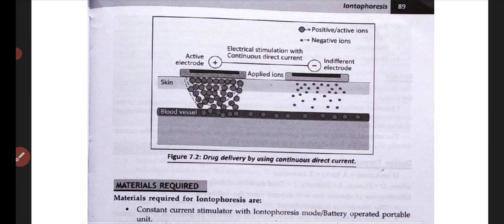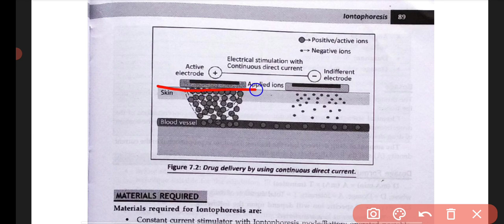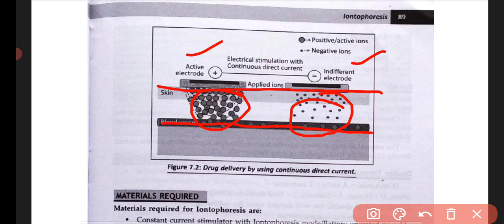This delivery of a drug through continuous direct current is known as iontophoresis. Here is the skin, the active electrode, and the indifferent electrode. Here are the positively charged ions and the negatively charged ions, and this is the blood vessels.